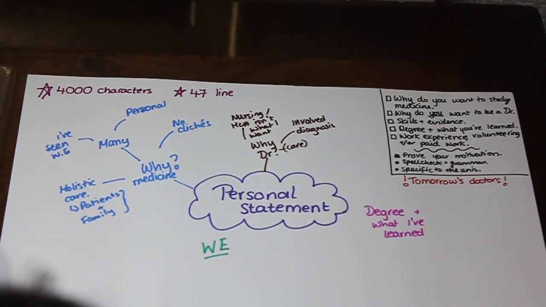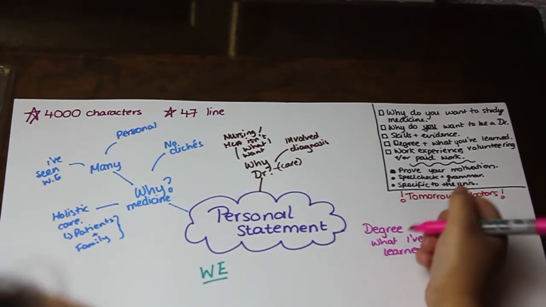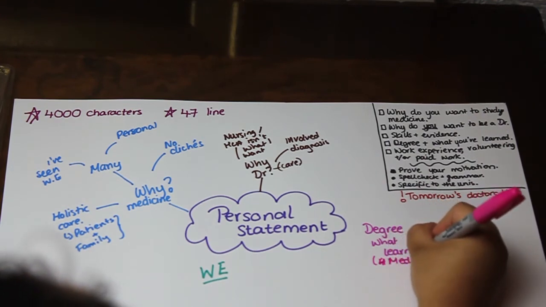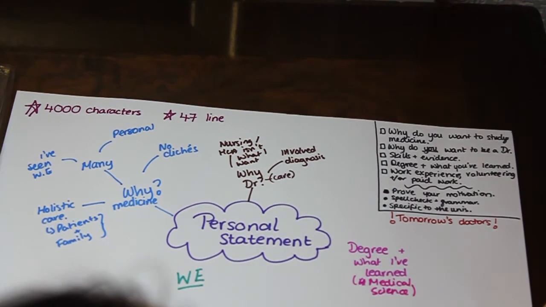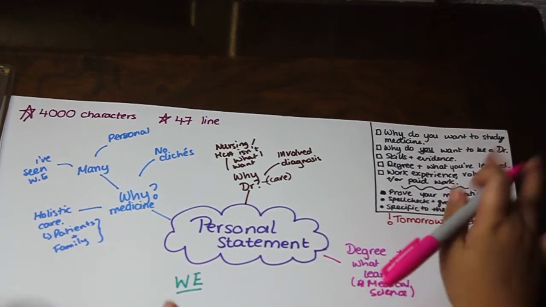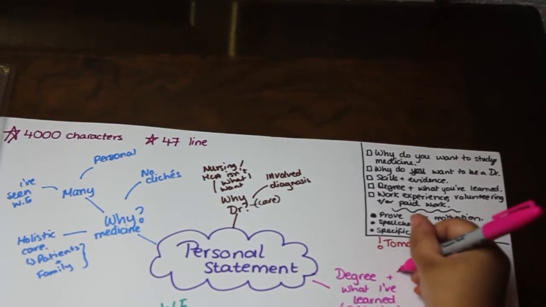Right, next bit. Your degree and what you've learned. Now, as I said, you might not think you have anything to say about this, but when you start to think about it, you will realise that actually there is a lot. Just so you know what I've done, I have done a medical science degree. So that's what I've done, just so you have a brief background on the things that I'm going to be talking about. So, things that I personally have learned from my degree.